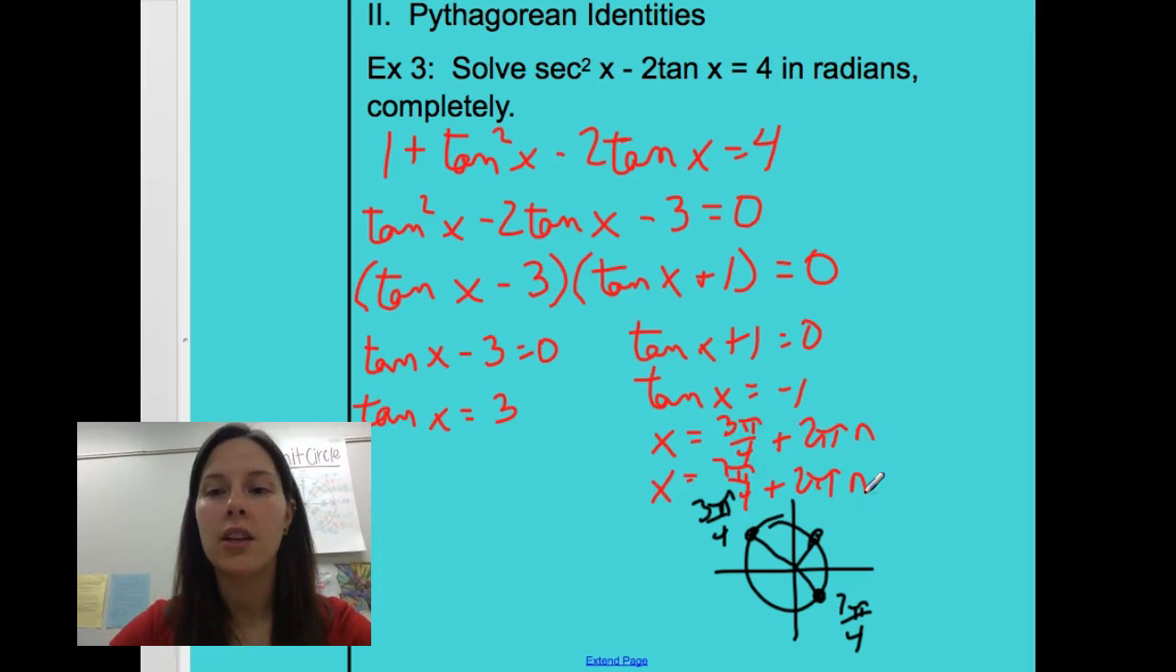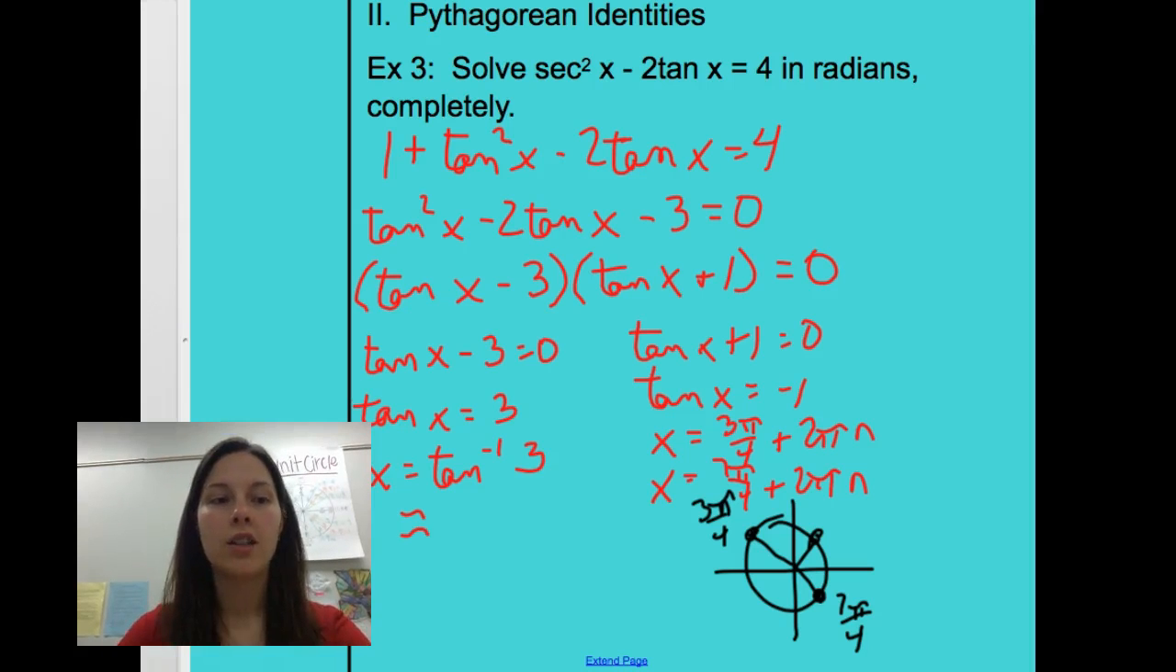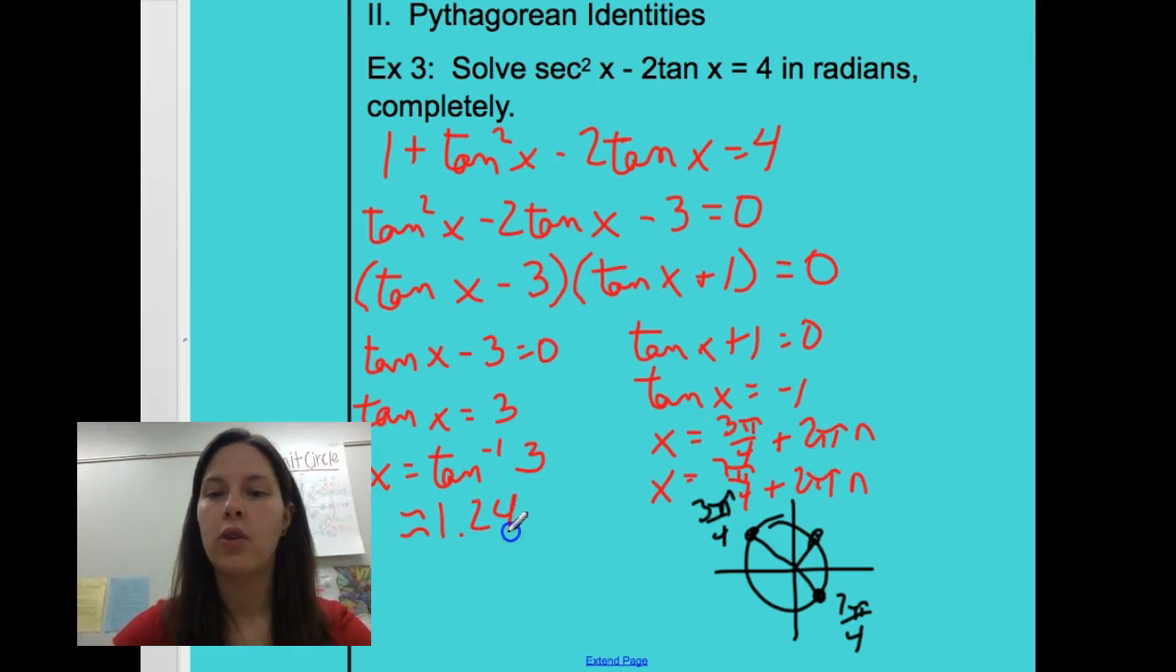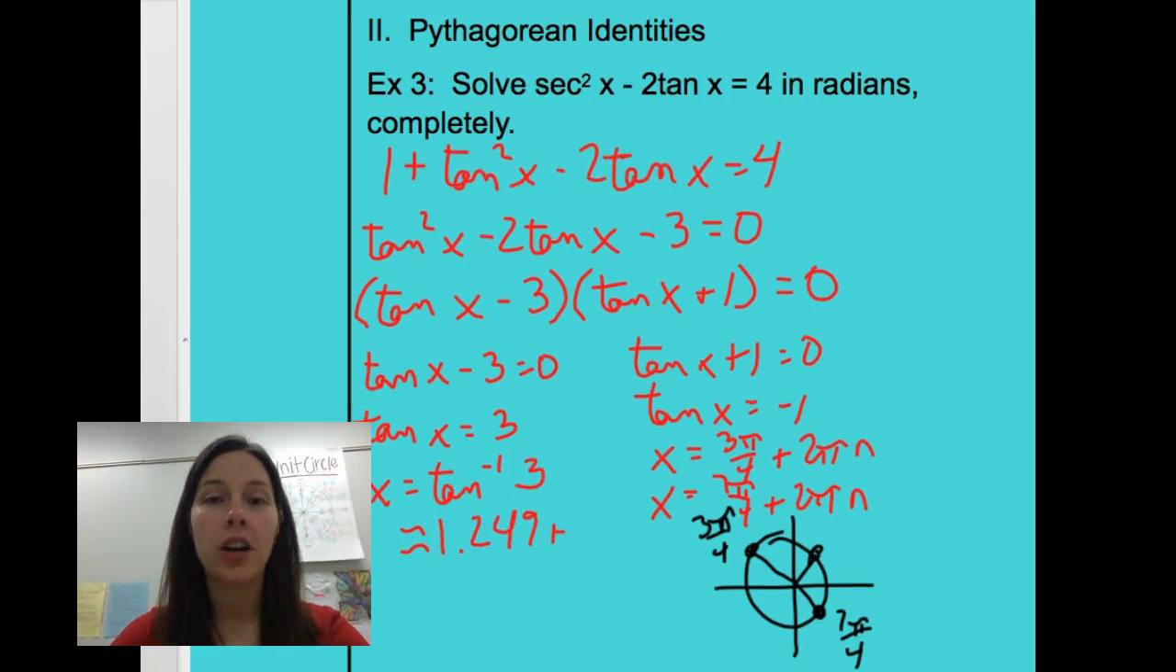All right, so now let's take a look at the one where we're going to have to use our calculator. Since 3 is not an exact tangent value, we're going to take the tangent inverse of 3, and we were asked for our answer in radians, so we'll get a decimal approximation on this one. So for our first answer, I got about 1.249.